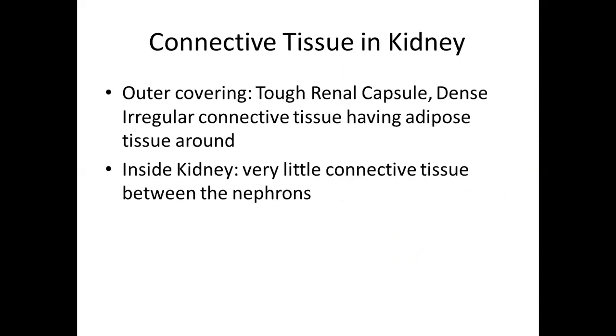Starting with the kidney, on the outside it is covered by a connective tissue capsule, which is very tough, consisting of dense irregular connective tissue. Outside the dense connective tissue is the perirenal fat around it, which has adipose tissue in it. This is the outer covering. If we talk about the connective tissue component within the kidney, the stromal component inside the kidney is very rare. Very little connective tissue is found within the kidney between the structural and functional units of the kidney, which are nephrons.